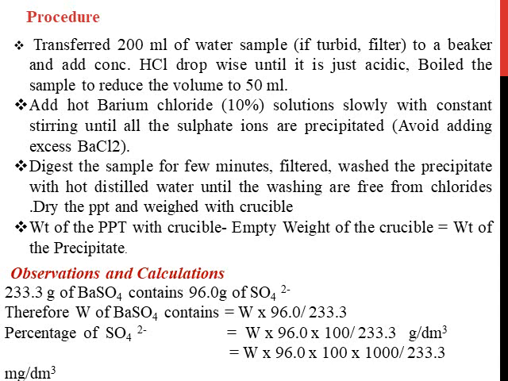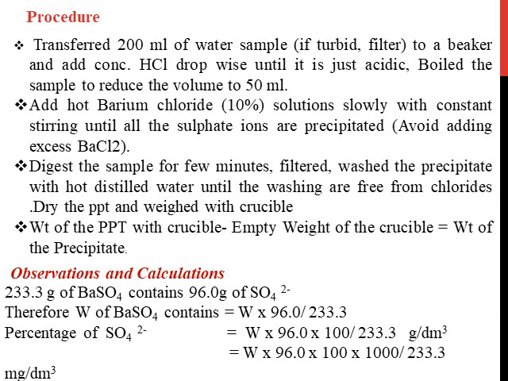Therefore, let us consider W gram of barium sulfate contains W into 96 divided by 233.3. Now W is the weight of the barium sulfate. This weight of the barium sulfate can be obtained by subtracting the weight of the precipitate with the crucible minus the empty weight of the crucible. That's equal to the weight of the precipitate.